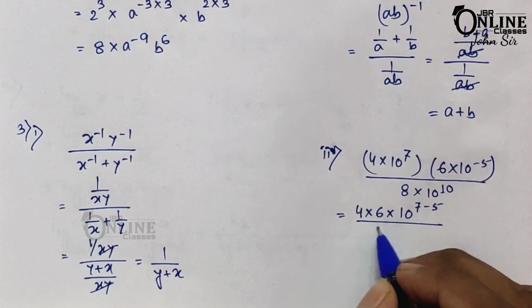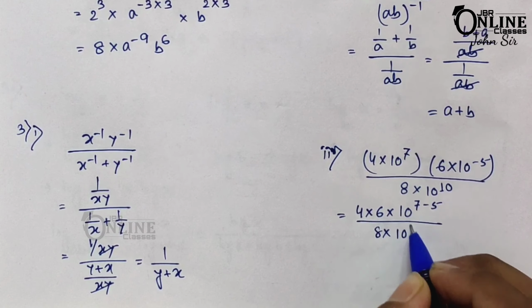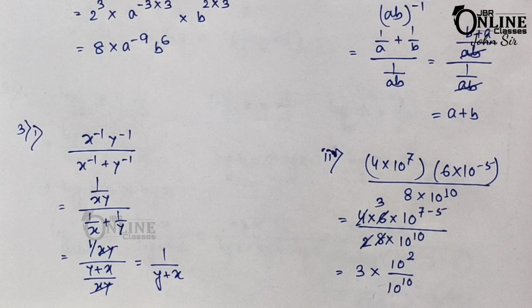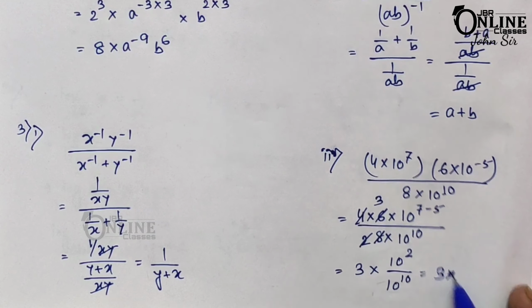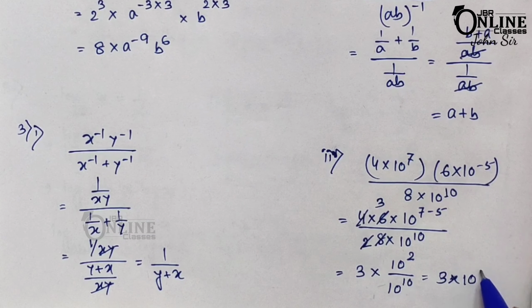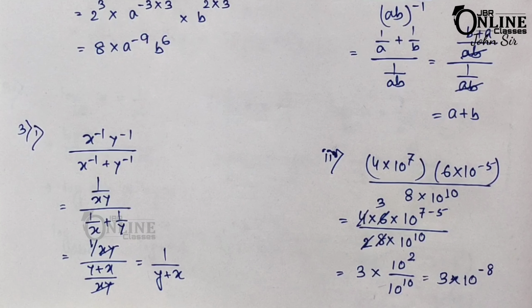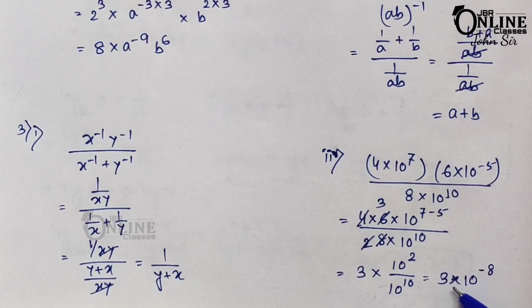In the denominator, 8 into 10 to the power 10. So 4 cancel out with 8, it becomes 2, 2 cancel out, it's 3. So here 3, and here in the upper one 10 to the power 2 and the lower one 10 to the power 10. Now here also the base will be same, so it will be 3 into 10 to the power 2 minus 10, that means minus 8. Okay, so you can write 3 into 10 to the power minus 8, or you can write 3 by 10 to the power 8.